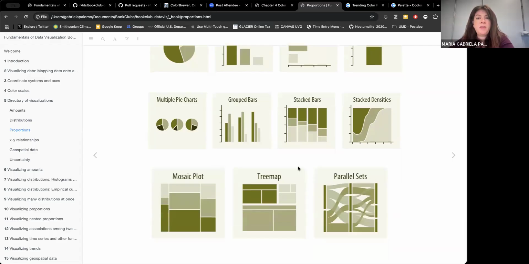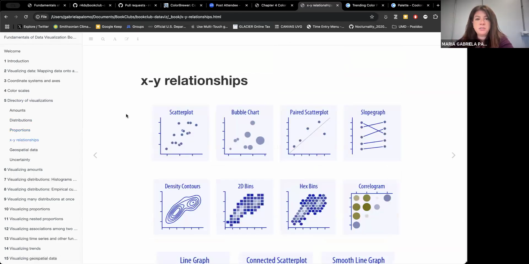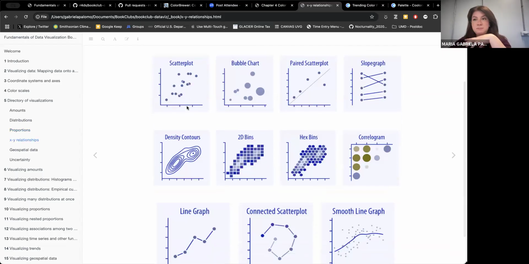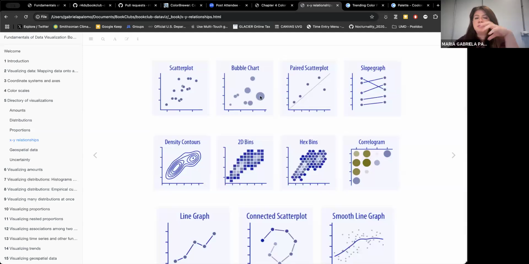Then we have the XY relationship. These are some of the most common graphs that you're going to encounter. Scatter plots, for example: I think the way to start everything is with a scatter plot to explore what your data looks like. We also have bubble charts, where the size of each bubble represents a third quantitative variable. That's how you show the relationship between three variables in one plot.